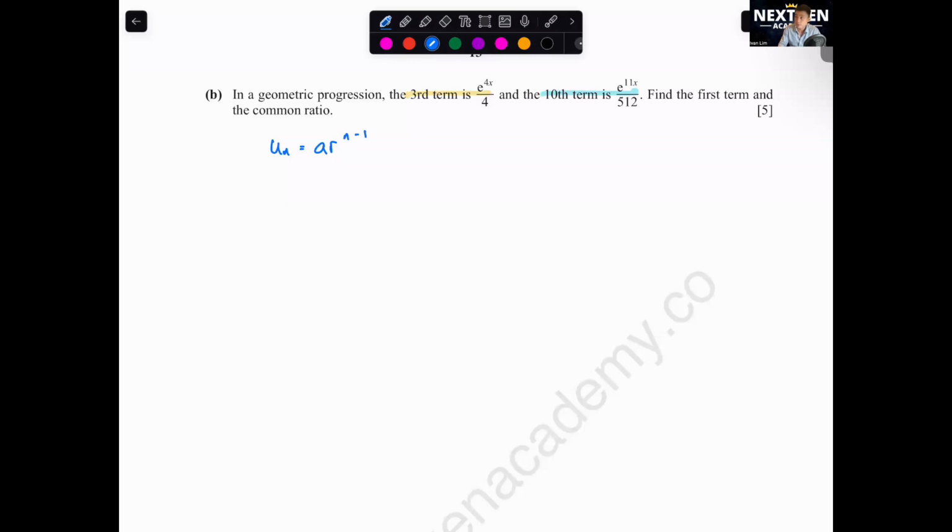Okay, they say the third term. Third term, which is ar squared, 3 minus 1 is power 2, equals e to the power of 4x over 4. Okay, the other one, they say 10th term, ar to the power 9 equals e to the power of 11x over 512.